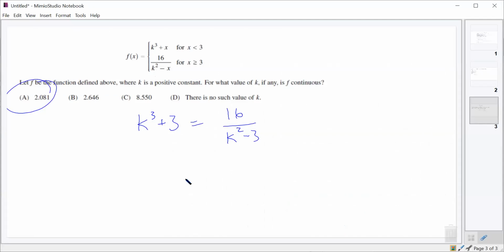Choice A. Any questions on that one? That makes sense to everybody?